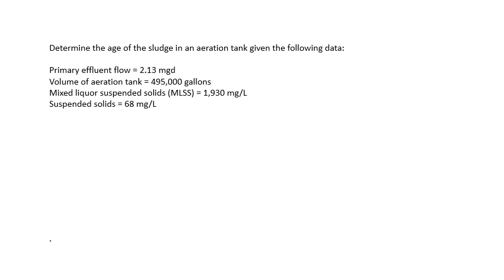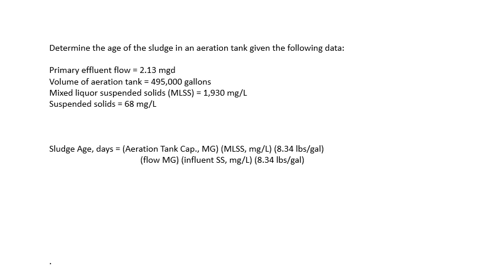Determine the age of the sludge in an aeration tank given the following data. Primary effluent flow of 2.13 million gallons a day. The volume of the aeration tank is 495,000 gallons. Mixed liquor suspended solids is 1,930 milligrams per liter, and the suspended solids is 68 milligrams per liter. We have our sludge age days formula. Aeration tank capacity, million gallons, times the MLSS, milligrams per liter, times 8.34 pounds per gallon, divided by the flow, million gallons, times the influent SS, milligrams per liter, times 8.34 pounds per gallon.